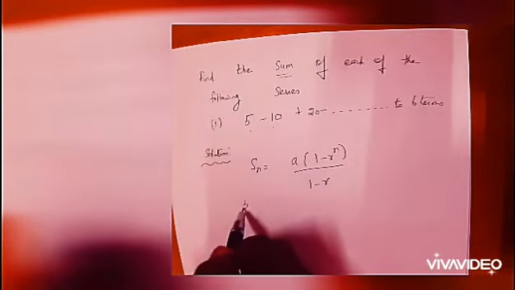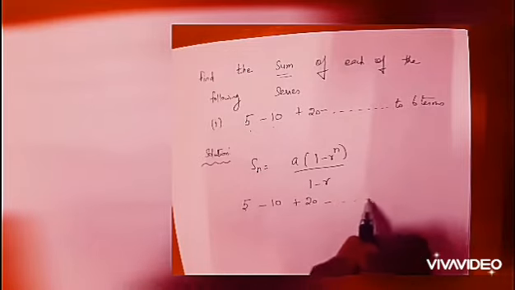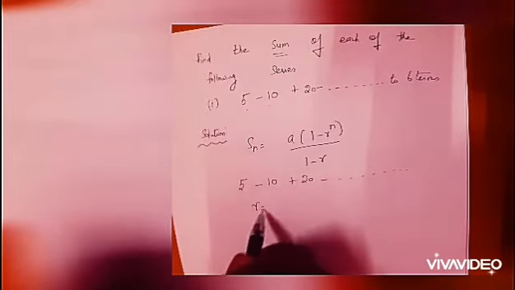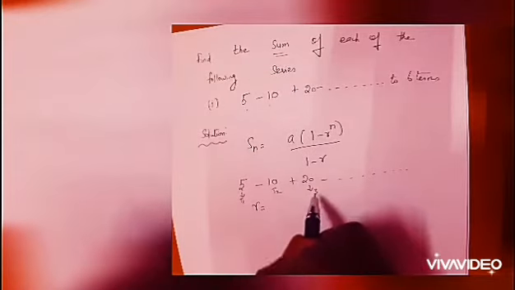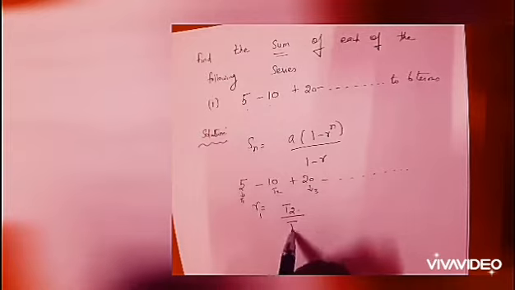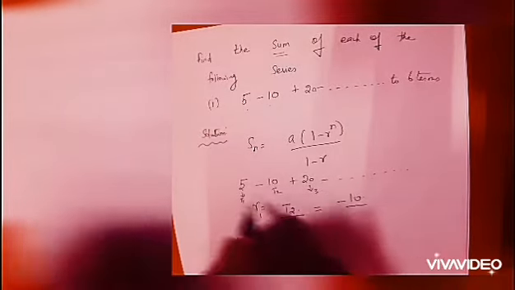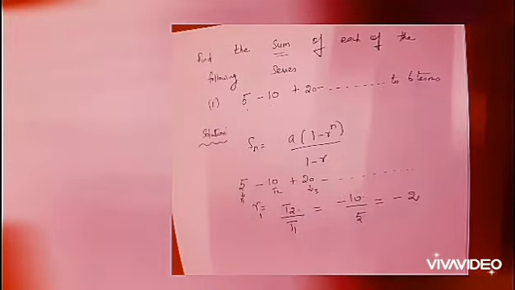So we'll write the given series: 5 minus 10 plus 20 minus, and it goes on. Okay, students. So first we'll check whether it has a common ratio. So this is T1, T2, T3. R1 is T2 divided by T1, which is equal to minus 10 divided by 5. Minus 10 divided by 5 will give you negative 2. So the first common ratio is negative 2.